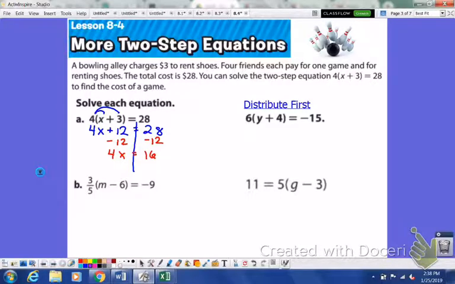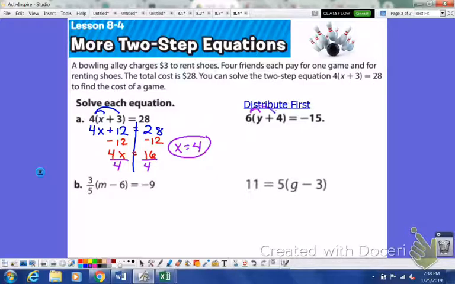Again, inverse operation. We are multiplying, so we divide each side by 4, and we get x equals 16 divided by 4, which is 4. If you want, substitute back in. 4 plus 3 is 7. 7 times 4 gives us 28. 28 equals 28. It does check out.